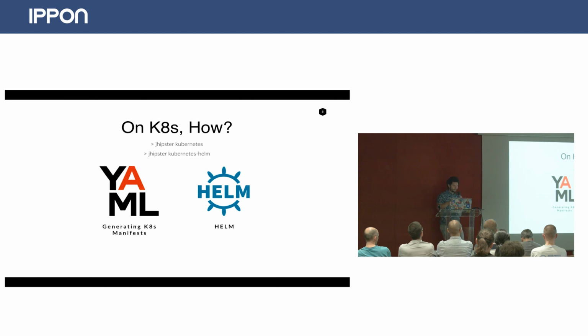And there are 2 generators nowadays. One is called JHipster Kubernetes. It just generates the manifest files that you need to deploy your services. And the third option is the JHipster Kubernetes Helm, which uses Helm packages for bundling all the YAML files and being able to release them as a package.